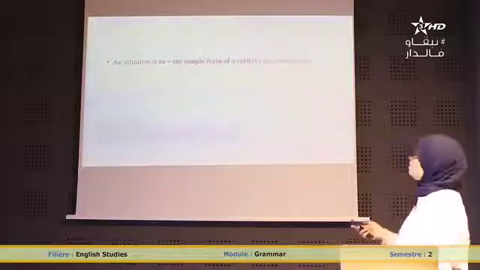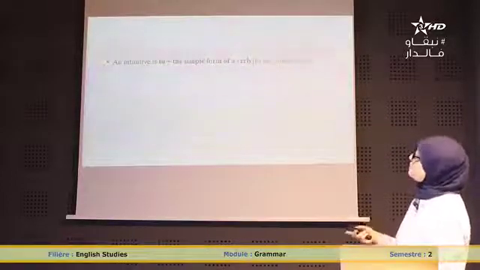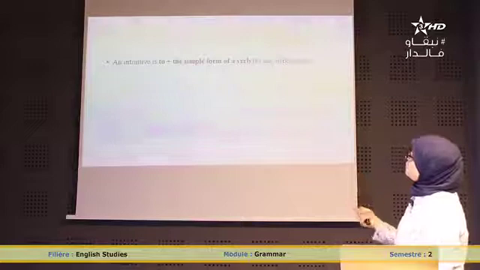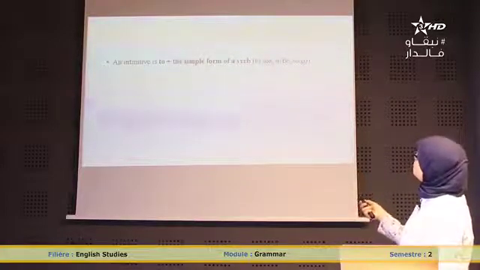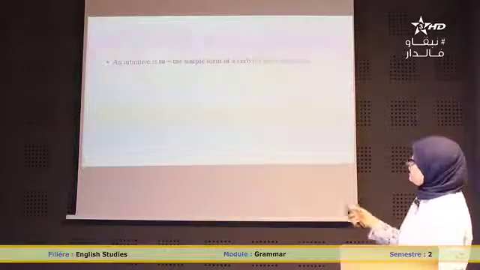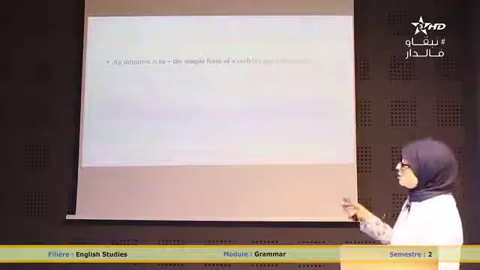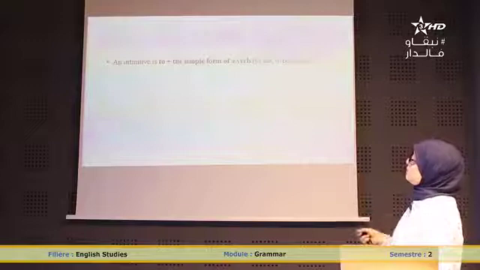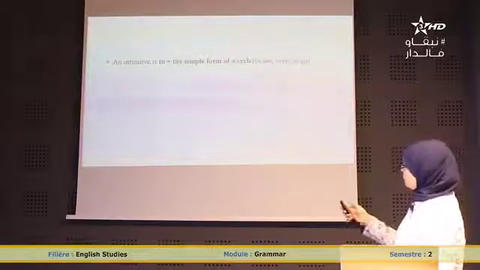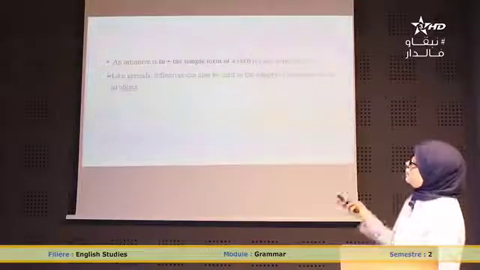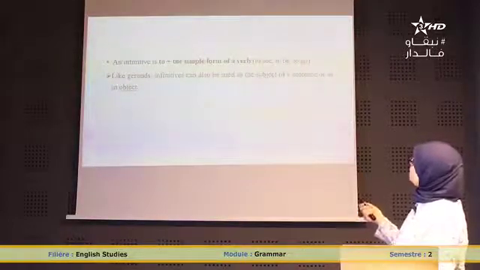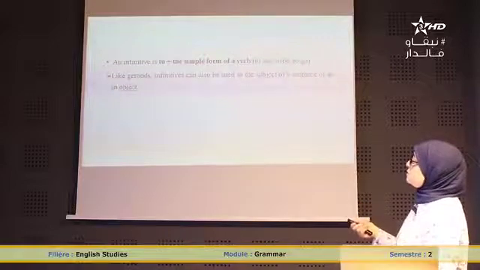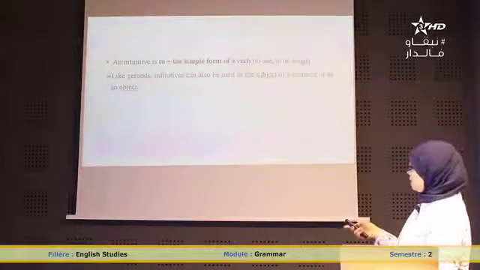Now let's look at what we mean by an infinitive. So an infinitive is to plus the simple form of a verb. For example, we have to see, to be, to go. Again, an infinitive is not the main verb of the sentence, it is just another part of the sentence. Now, like gerunds, infinitives can be used as the subject of the sentence or as the object in the same way that we saw with the gerunds.